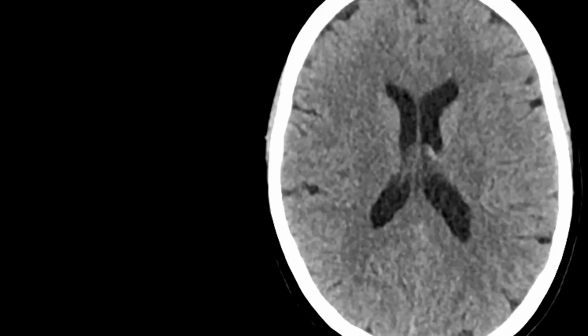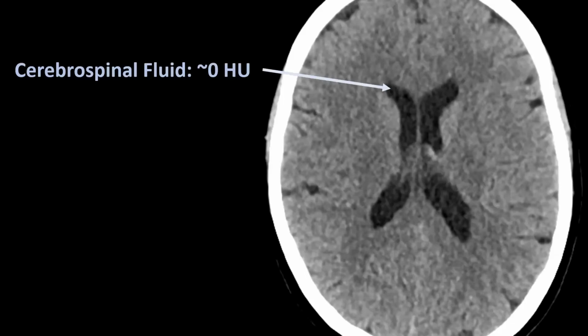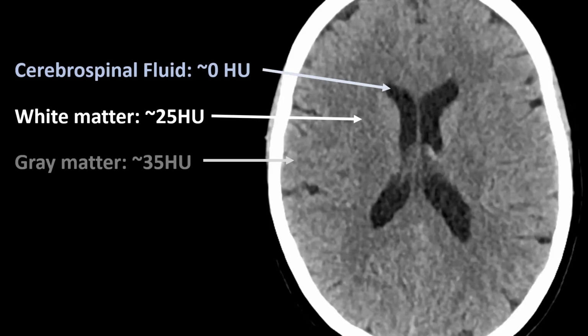Let's translate that information to this CT image. Here we see cerebrospinal fluid. It's very black. It has a density of 0 Hounsfield units. White matter has a higher density, of course, but is still relatively dark, has a density of about 25 Hounsfield units, and it's darker than gray matter. Gray matter is hyperdenser than white matter, with an average density of 35 Hounsfield units.